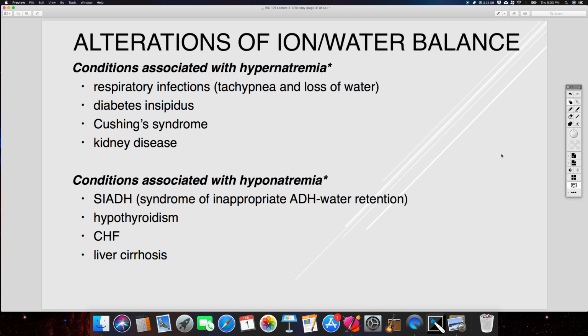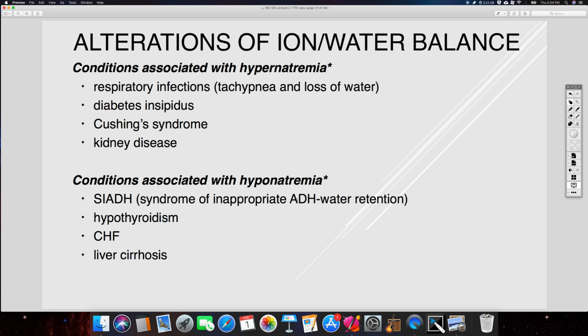So conditions associated with hypernatremia, we are going to talk about these specifically when we come to them, and we will bring this back up. So don't worry about this too much now. Just know that these topics are going to apply as we learn about more and more diseases. But I want to point out that tachypnea, increased respiratory rate, can cause hypernatremia because of the loss of water.